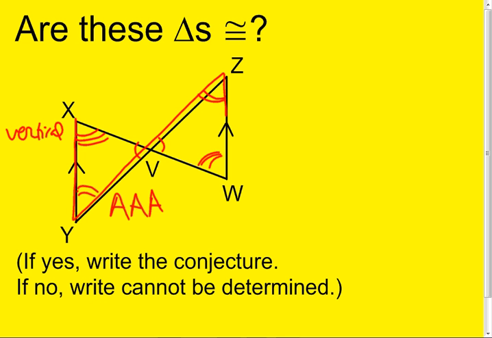Angle, angle, angle doesn't work. So are they congruent? No. Angle, angle, angle does not work. That gives similar figures, but no, they're not congruent. See? Those lines are parallel, and those triangles are not congruent, even though all the angles match up.